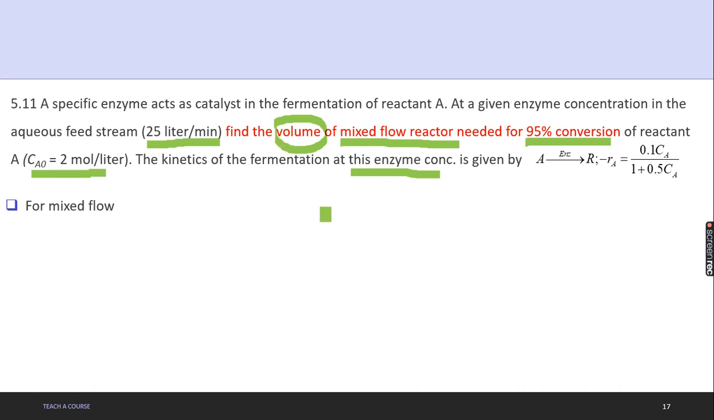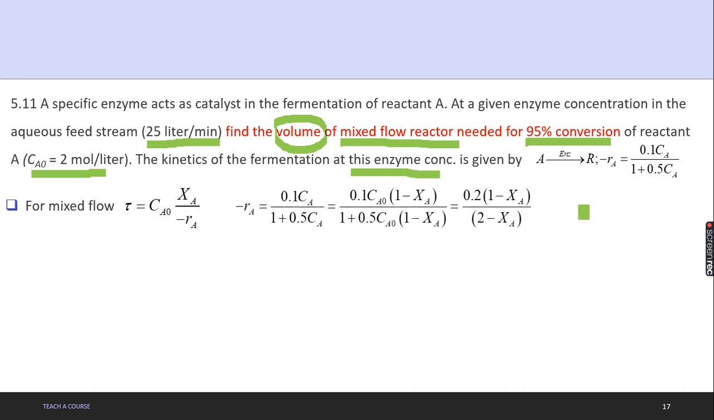So the mixed flow reactor expression is similar, but integration is not there. So tau we can write equal to CA0 into XA by minus RA. Very straightforward, because in terms of XA we have already done this. So RA equal to, in terms of CA we are going to change to CA0 into 1 minus XA. So essentially the whole block RA is simplified in terms of XA. Once we have converted RA in terms of XA, we can put it back.